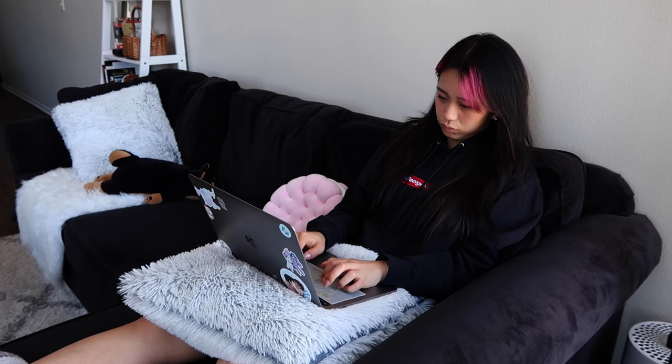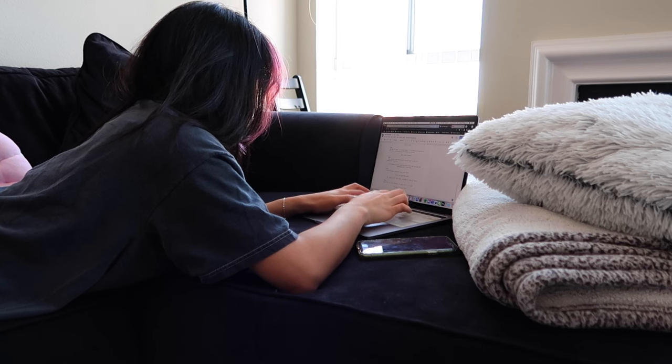And keeping that environment consistent can really help your brain associate that task with that environment. So every single time you lock yourself in to work, you're like, I got this. I'm all set.